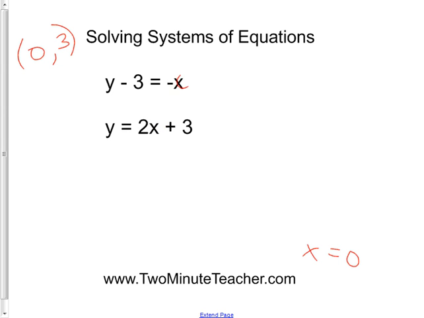If I put in x equals 0 right here, you get that y minus 3 would equal 0 and y would equal 3. Either way, y has to be 3. So that's my point, (0, 3), where both of these two equations touch. So you substitute the one equation into the other, and you get it down so you know both x and y. That's all I have for that one.